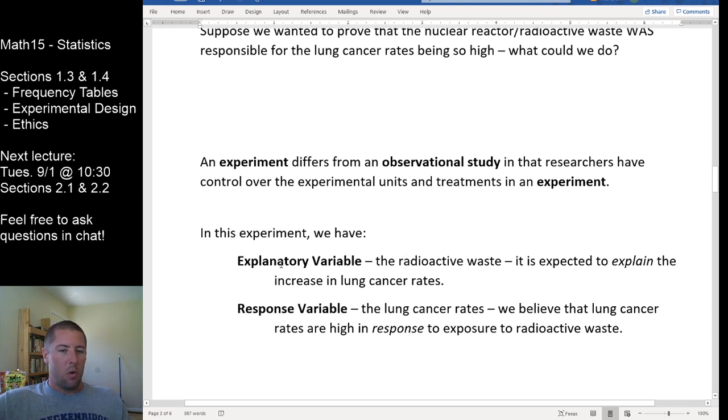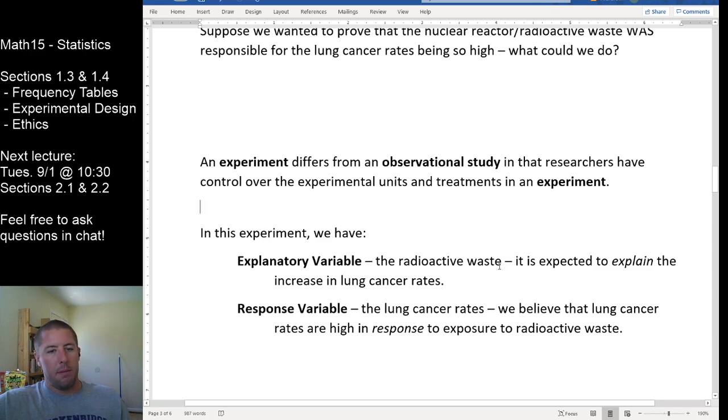Here, the explanatory variable, the variable that is going to explain the changes that we're seeing, is the radioactive waste. It is expected that the amount of radioactive waste exposure will explain the increase in lung cancer rates. The response variable is the thing that's changing in effect relative to the explanatory variable changing. In this case, it would be the lung cancer rates. We believe that lung cancer rates are high in response to the exposure to the radioactive rays. So these are our cause and effect variables right here. What's causing the change? What is the effect based on that cause?